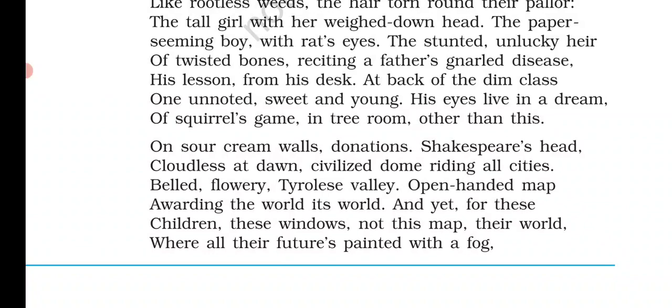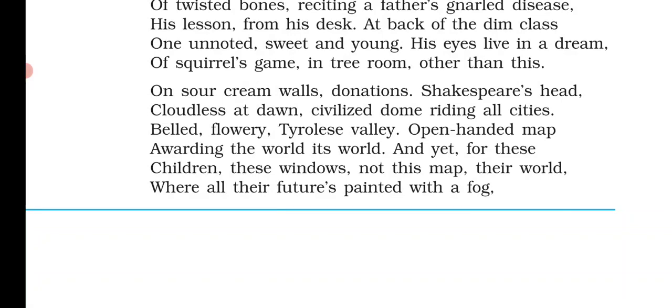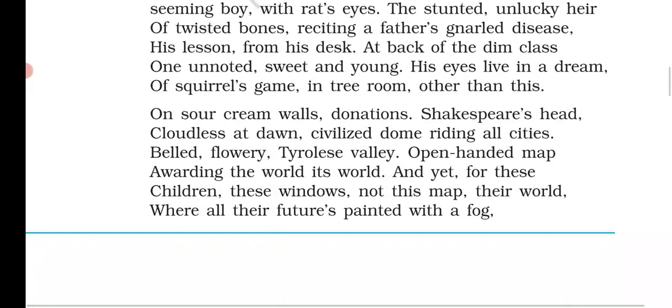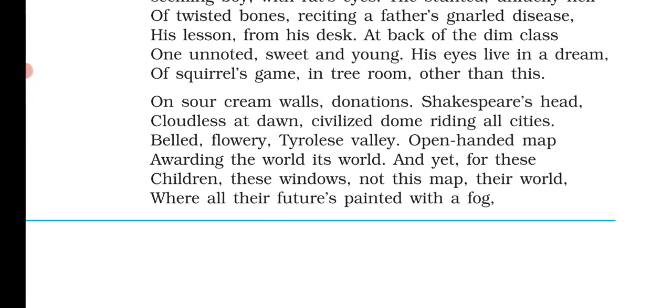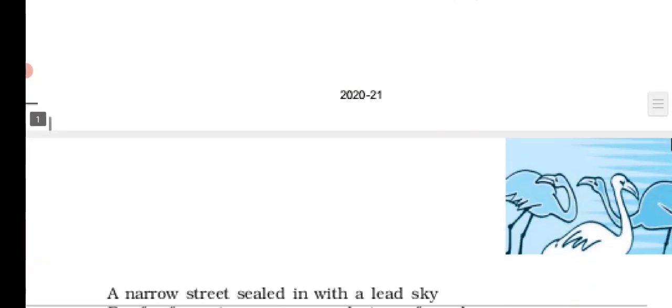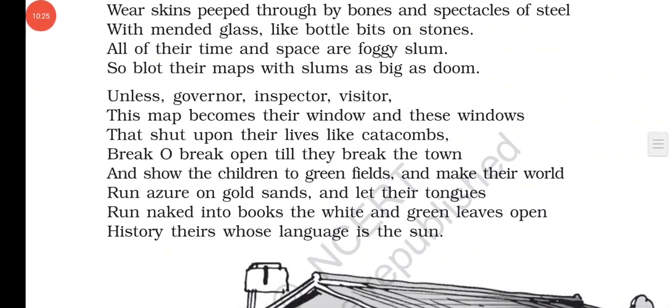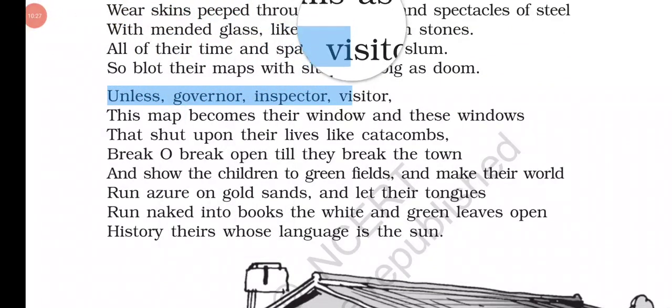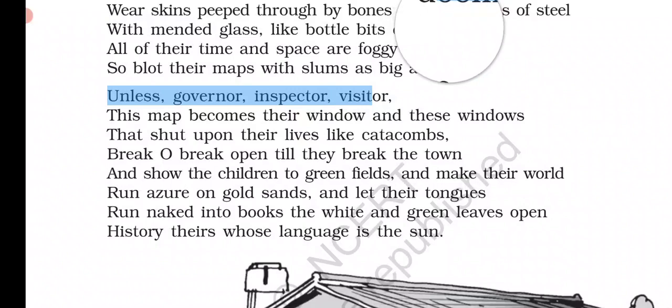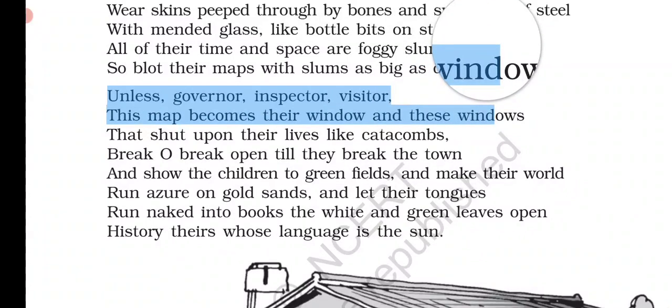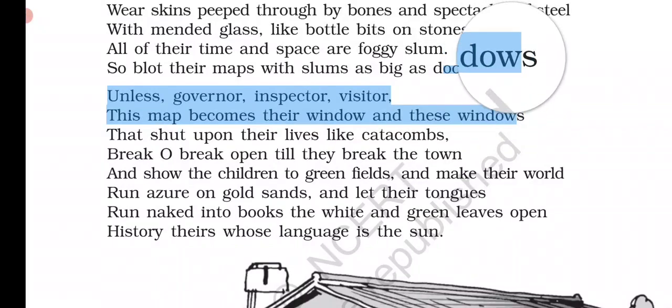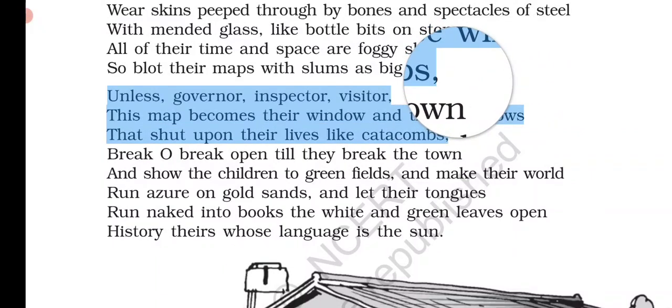So now I think we are supposed to go through the final stanza, right? I think in the last video I read this stanza, but I did not explain it, right? And we just studied the difficult words, but let me just read it one more time. So I will be highlighting it first. Unless governor, inspector, visitor, this map becomes their window, and these windows shut upon their lives like catacombs.